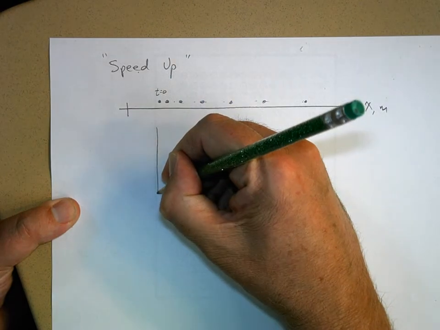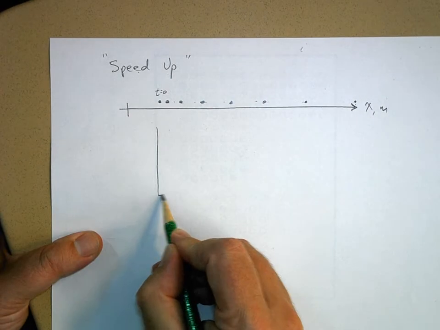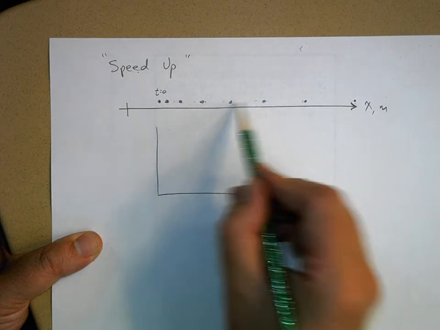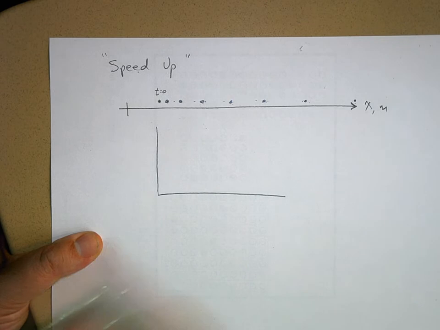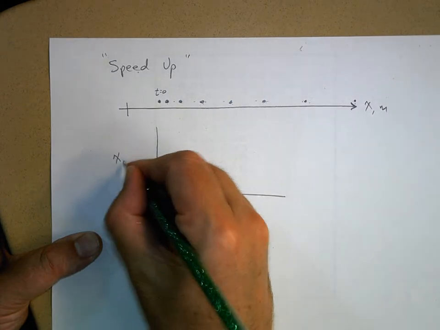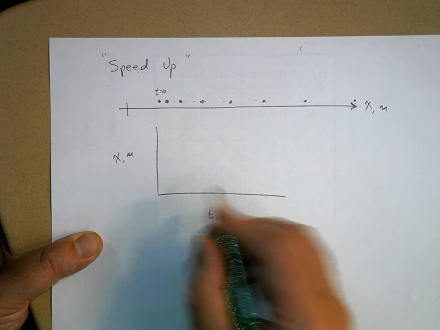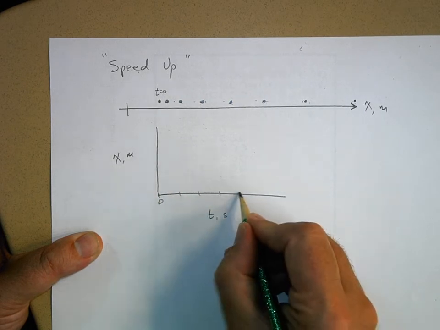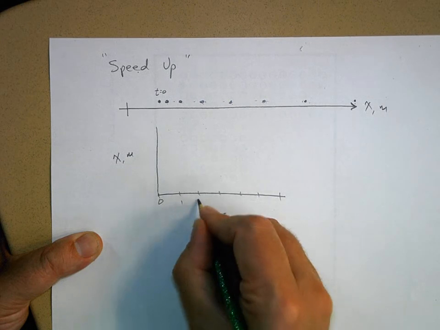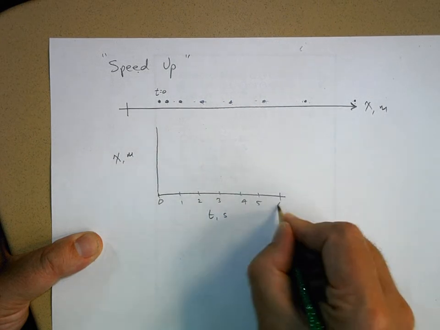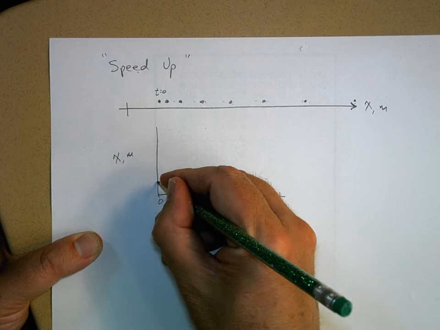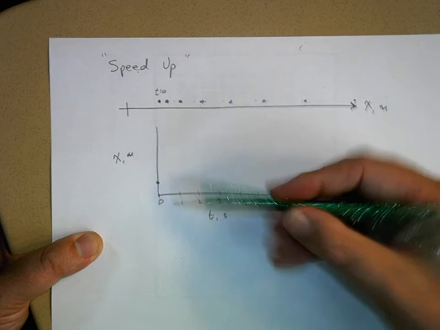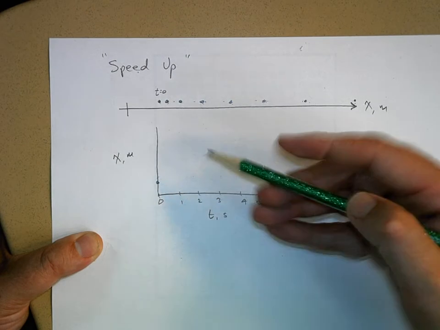Well, again, a qualitative graph. Maybe I'll go like 0, 1, 2, 3, 4, 5, 6. I'll do time, but I'm not going to do position. Here's position. Here's time. And 0, 1, 2, 3, 4, 5, 6. Now, maybe it starts here. But then at 1 second, look, 1 second later, it only advanced a little bit on the x-axis.